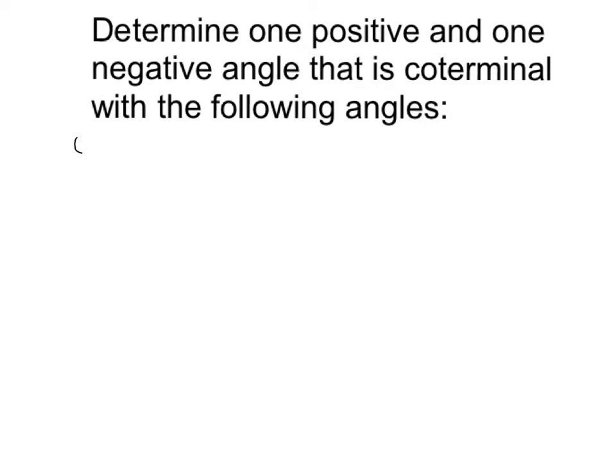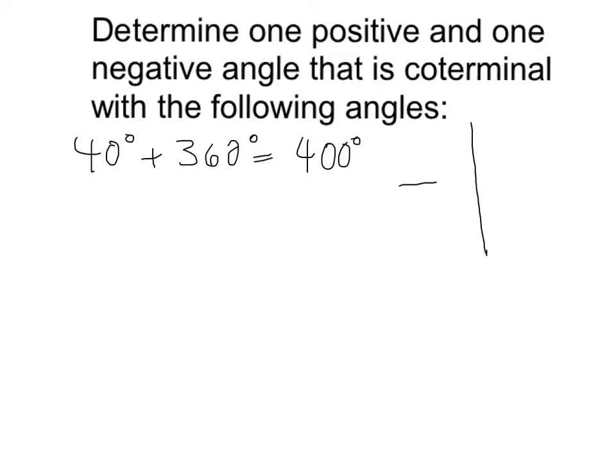For example, if we start with 40 degrees, to find an angle that is coterminal with this, we can add or subtract one revolution. Because we are working with degrees, one revolution is 360 degrees. If we add 360 degrees, we get 400 degrees. We can look at what this would look like if we drew these angles.